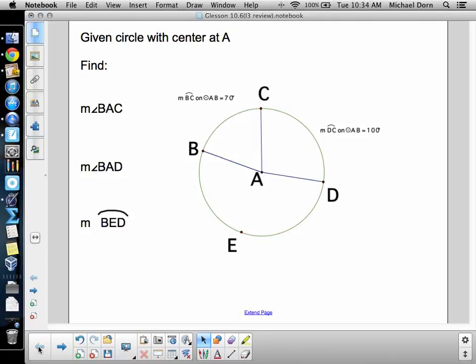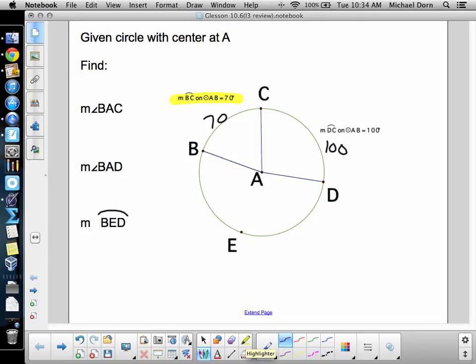Okay, here's a circle. Center is at A. I want to find some information about this. And so I start with angle BAC. Now, I'm told that the arc here is 70, and this arc is 100.